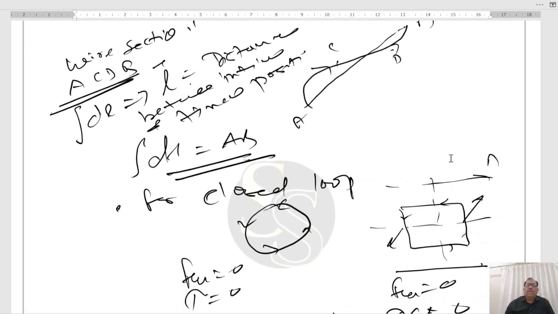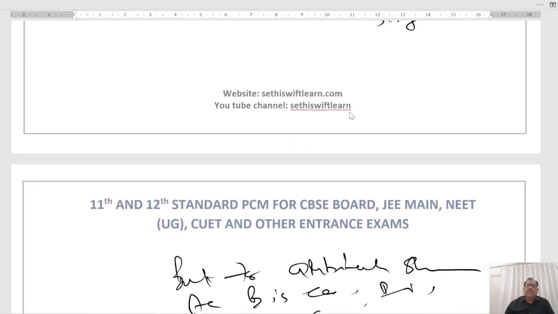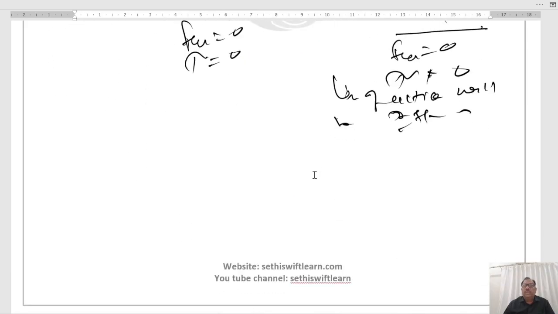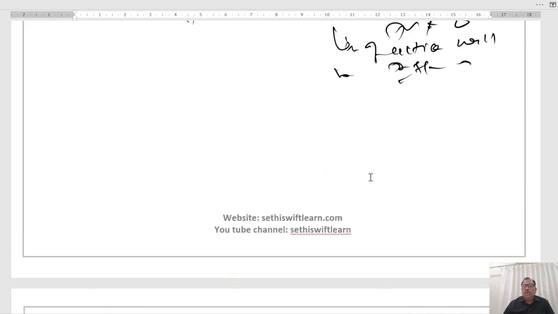In this complete session, the main thing is to find dL. dL is generally taken as the distance between the initial point and final point of the current. For a closed loop, it is equal to 0. Now, let's start with the next question.